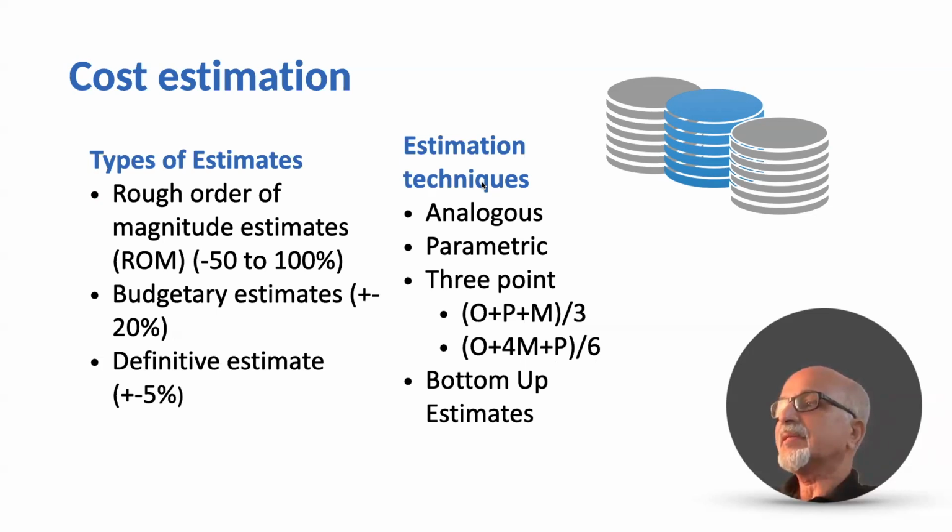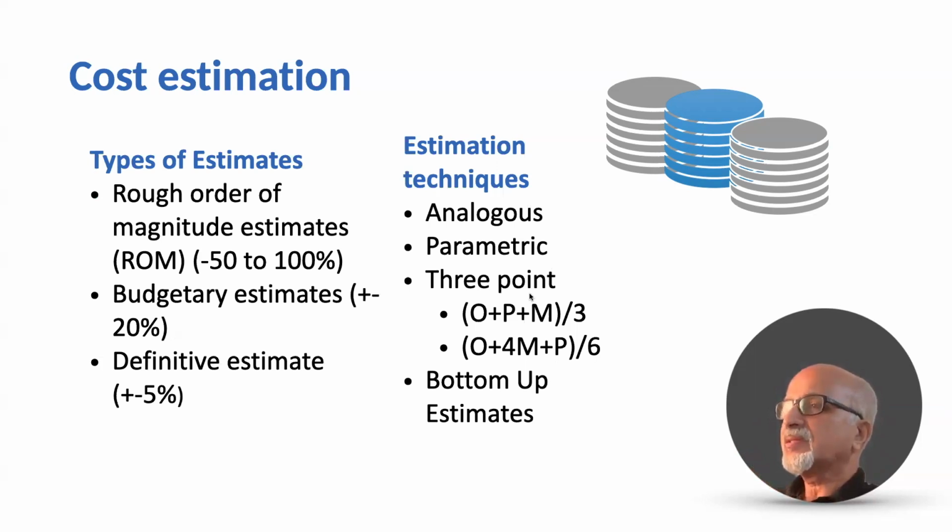Then estimation techniques. The first one is the analogous estimation. That means we have done a similar activity in the past. So I can take that number and incorporate it into the current estimate. That is based on comparison. We call it analogous estimation. Then parametric estimation. We have done a similar activity multiple times in the past so that we can take an average or an index, that is parametric. For example, cost per square feet is a good example for parametric estimation.